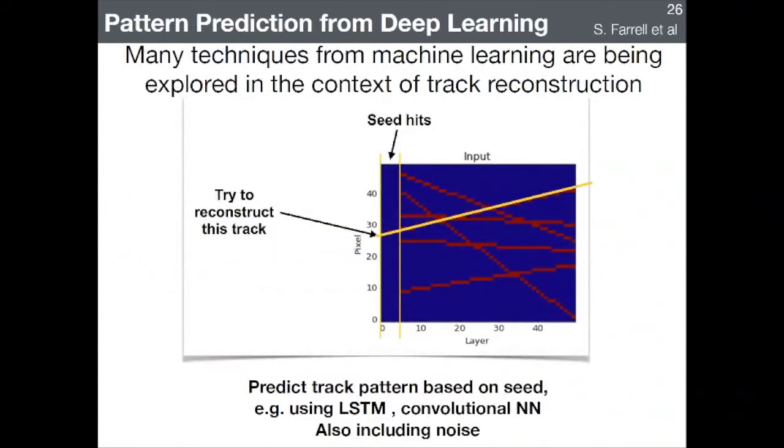Now, I only have one slide on this, but there's actually a lot of activity ongoing, and I think there's one talk maybe this afternoon, maybe tomorrow, because many techniques from machine learning are currently being explored in the context of track reconstruction. One example here, and this is again trying to show you, as you move out in the detector, you have a seed here, and you have a track there. The idea is that you take the seed, you take the hits, and you try to predict the next hit based on the seed. You can use various different techniques for this, for example LSTM, convolutional neural networks. You can include noise. And this actually works quite well, but these are still at the early stages of development.